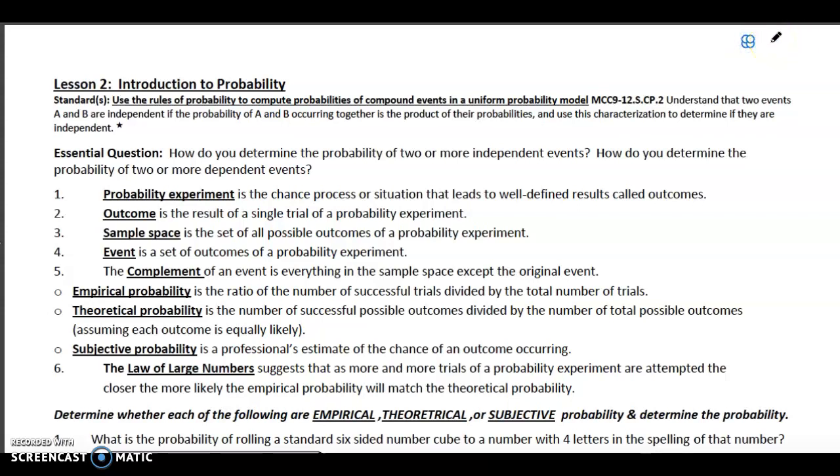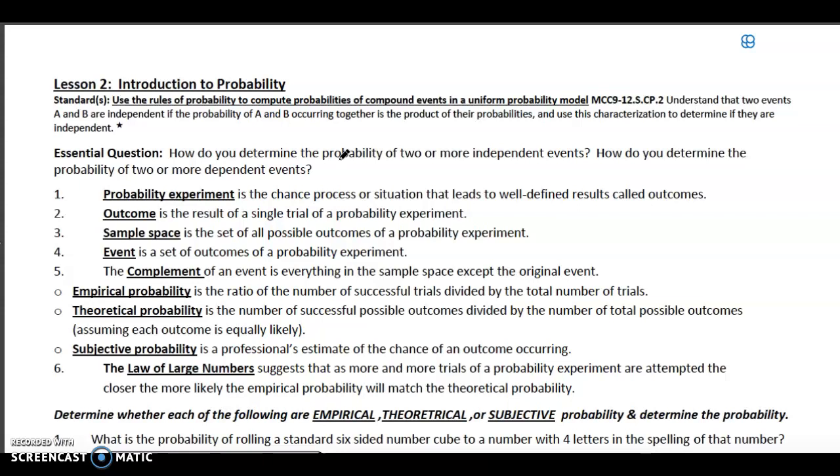Alright guys, welcome to Lesson 2, Introduction to Probability. In this lesson, we'll use the rules of probability to compute probabilities of compound events in a uniform probability model, and we'll also understand that two events, A and B, are independent if the probability of A and B occurring together is the product of their probabilities, and use this characterization to determine if they are independent.